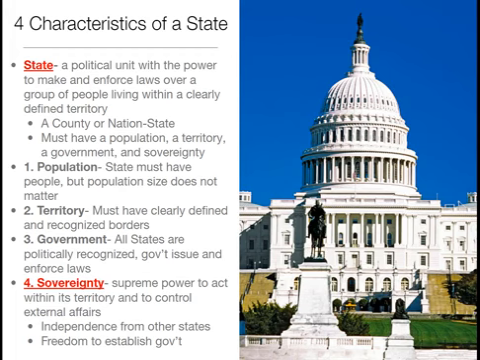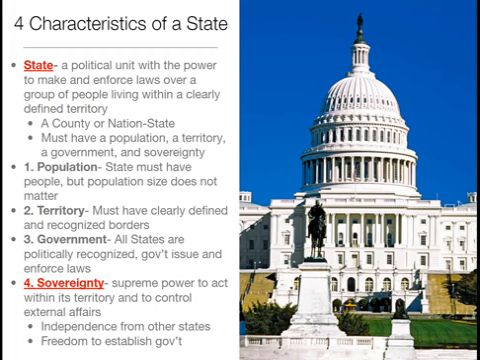4 characteristics of a state. So first, what is a state? A state is a political unit with the power to make and enforce laws over a group of people living within a clearly defined territory. This can be a county or a nation state.